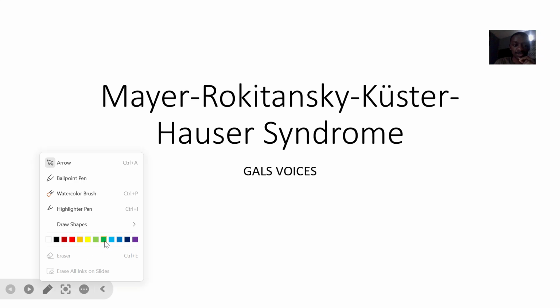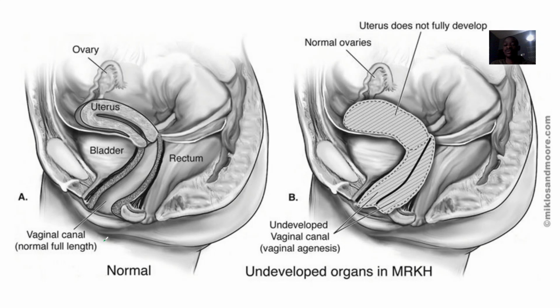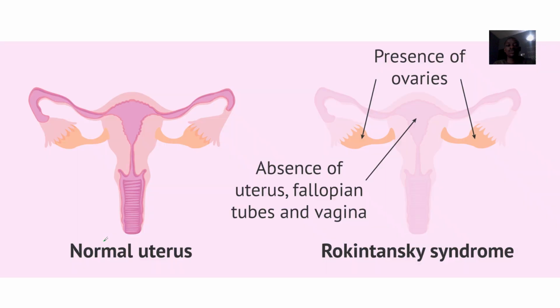So for the next syndrome, we'll look at what is known as the Mayer-Rokitansky-Küster-Hauser Syndrome. Alright, so it's quite long, but it's very important. So you just have to do the uterus. Okay, the uterus is not developing normally. Alright, so you could see the normal uterus, you could see the uterus that is affected by this syndrome.